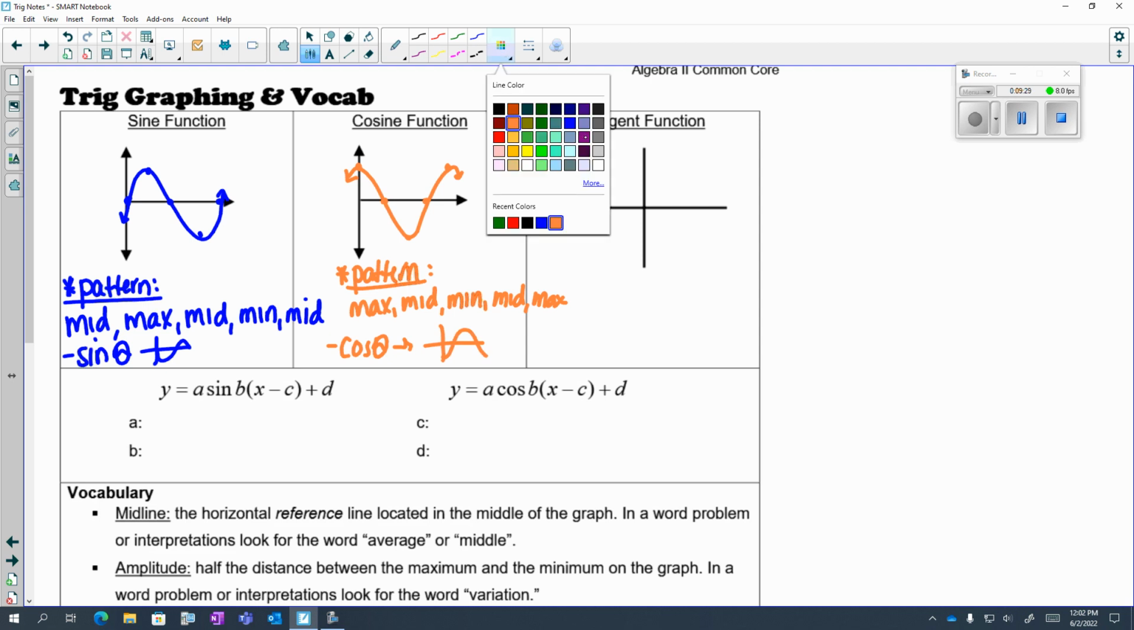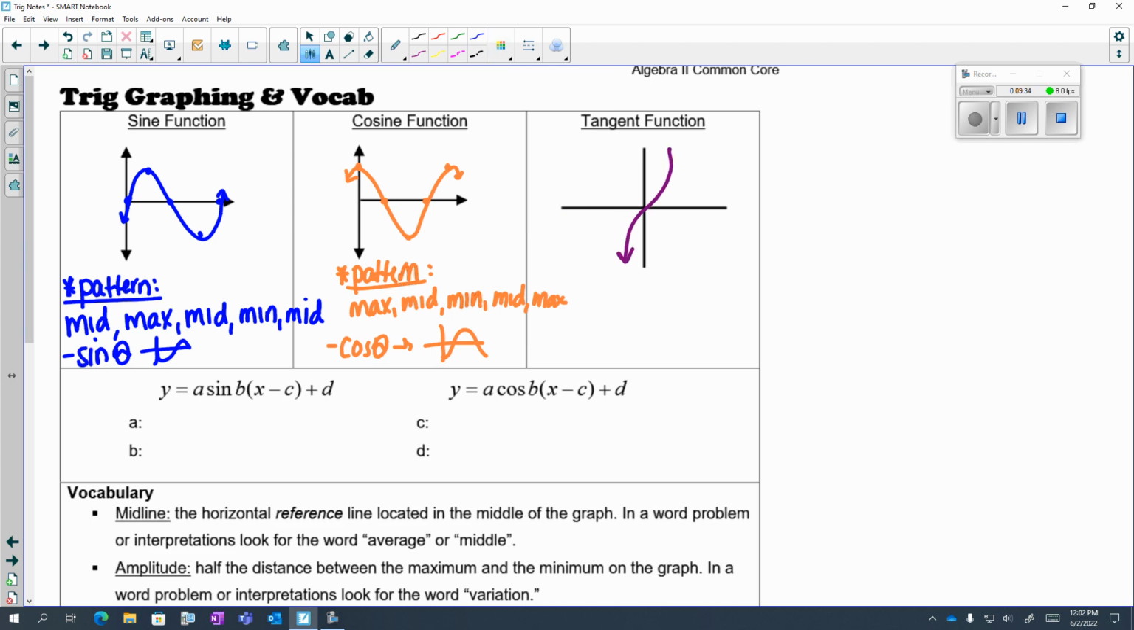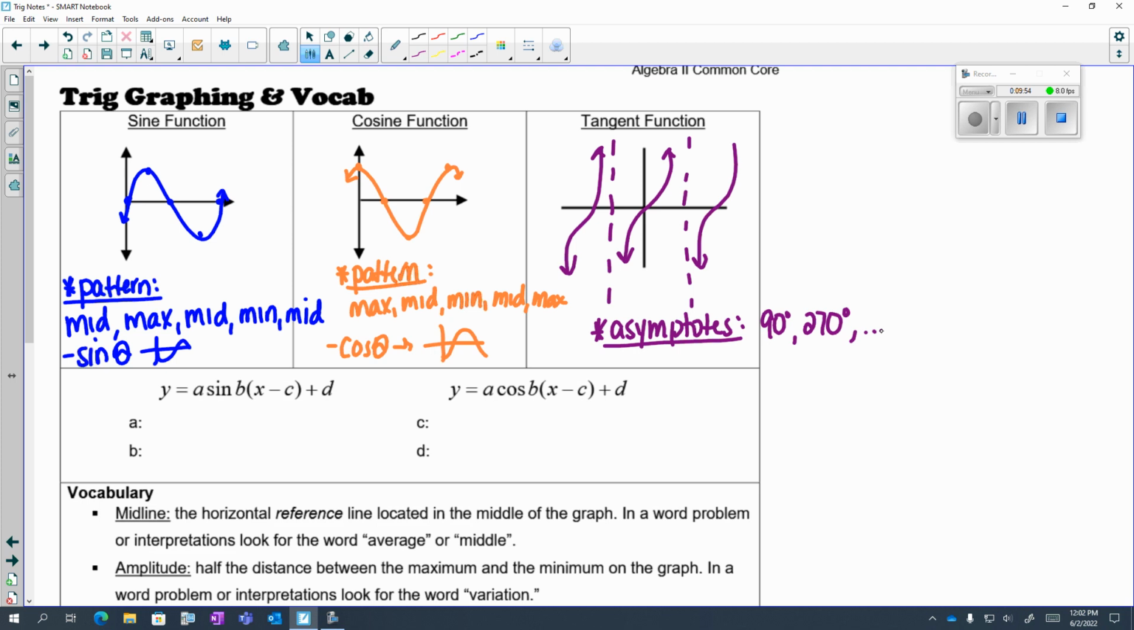And then we have our tangent function, which does not come up so often, but just to be able to recognize it. Your tangent function looks like this with asymptotes in the middle. The asymptotes occur at a pattern every 90 degrees. So 90 degrees, 270 degrees, and so on. Negative 90, negative 270, and so on.